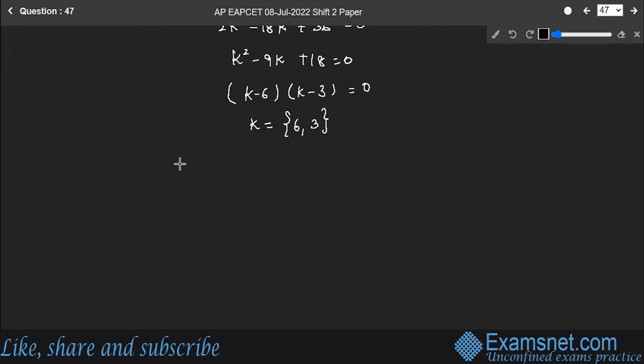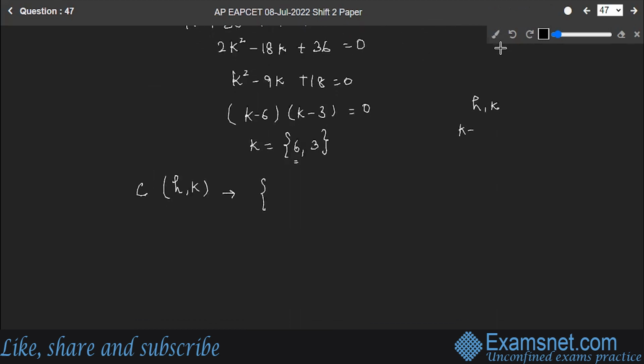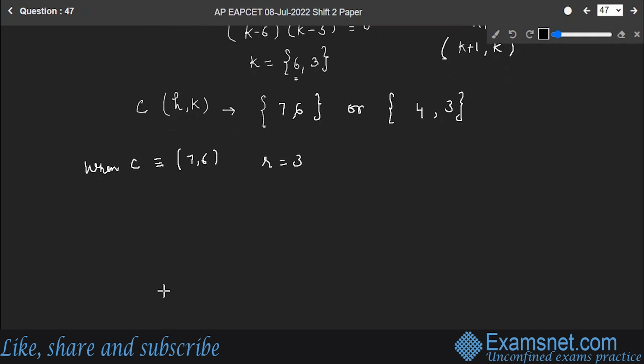You had to find out the center first. So the center, which was given by (h, k), this was your point C. H was equal to k plus 1, and k. So these are the two points. If I'm taking k is equal to 6, then h will be equal to 7. Or if I'm taking k is equal to 3, then h will be equal to 4. So these are the two possible centers. When I take the center as (7, 6), and the radius is given to be 3, then what will be the equation of the circle?